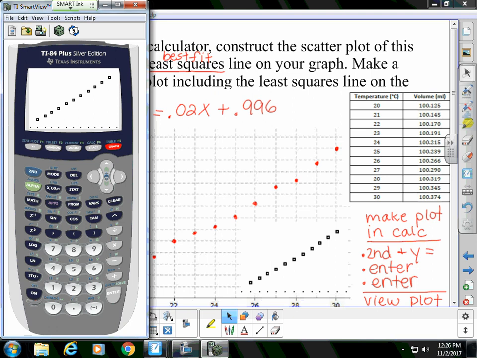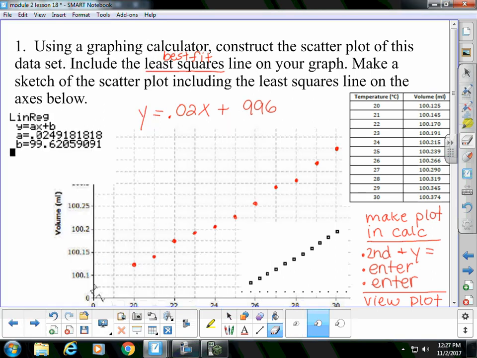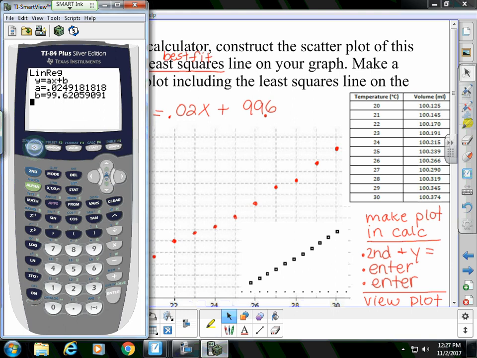Hello, it's not graphing. Let's see, did I type it in right? 0.02x plus 0.996. Stat, calc, number 4, enter. Oh, I put the decimal in the wrong spot. That's why it's not graphing. The decimal doesn't go there. The decimal goes right here. Okay, fix that. Those decimals are important.